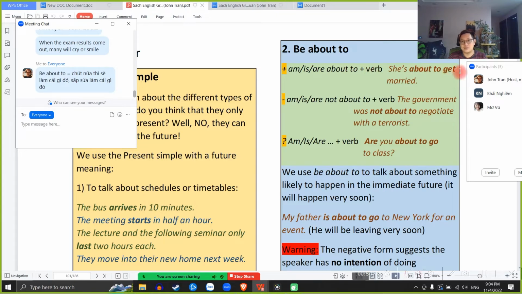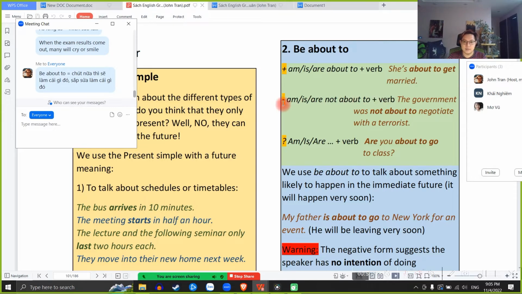I'm about to, she's about to get married. Cô chuẩn bị, cô sắp sửa cưới rồi. She's about to get married. It means she will get married very soon. Cô sẽ cưới rất là sớm đấy, cô sắp sửa cưới rồi. Dạng phủ định nè. And is, are not about to plus verb.